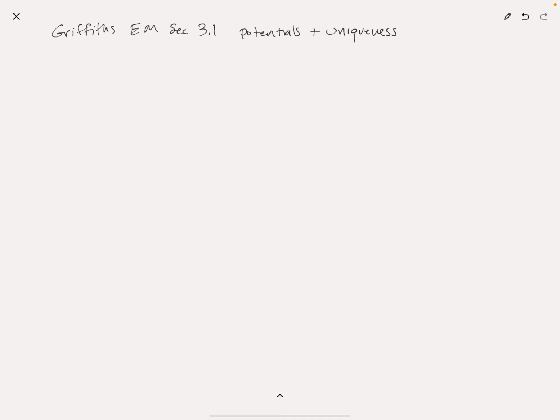Griffiths E&M section 3.1, Potentials and Uniqueness. So just to recap what we've done so far in this course. The goal in general is to calculate the force at a charge field.